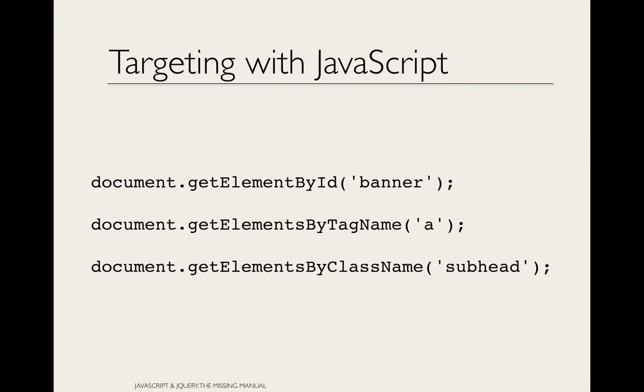Now, there's all sorts of different verbs you have available in JavaScript to select the items you want to select. One of them is getElementById. It has a parameter of banner. Another one is getElementsByTagName. And again, the parameter here is A for anchor tag. And you can also get elements by class name. Here we're looking for a class name of subhead. So these are some of the different methods, some of the different verbs we have available to select the items we want to manipulate on a JavaScript page.